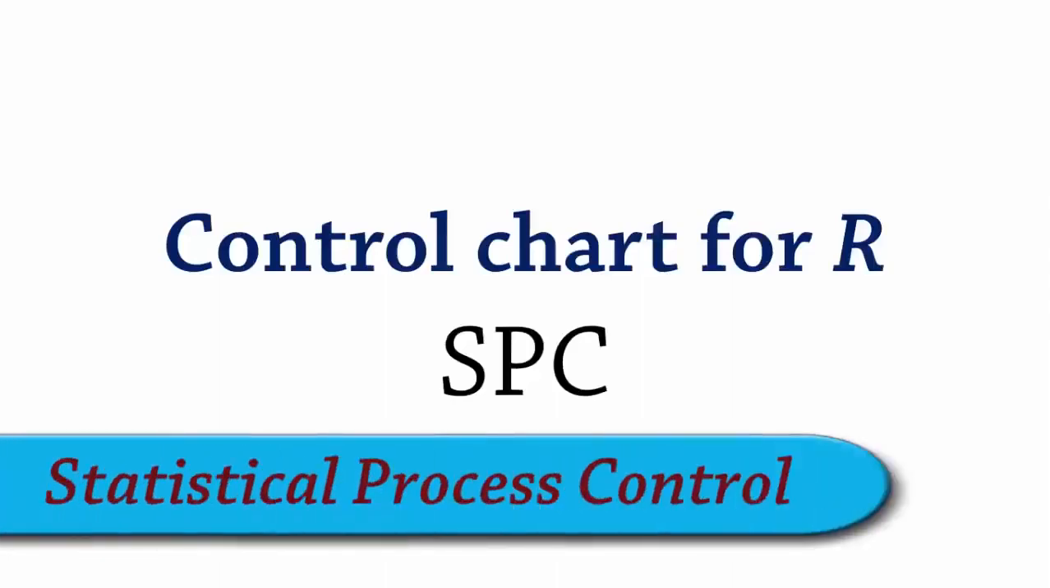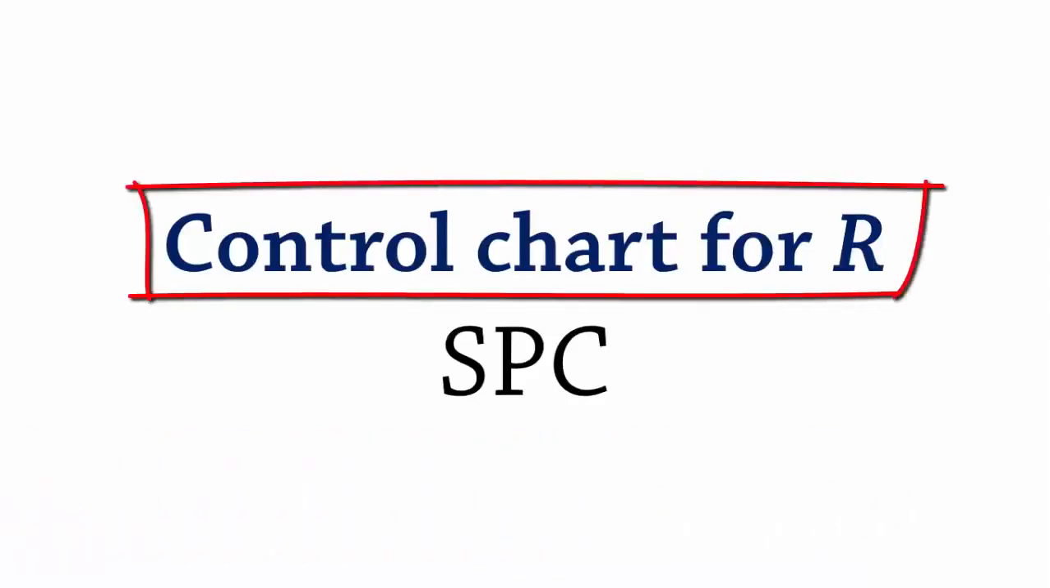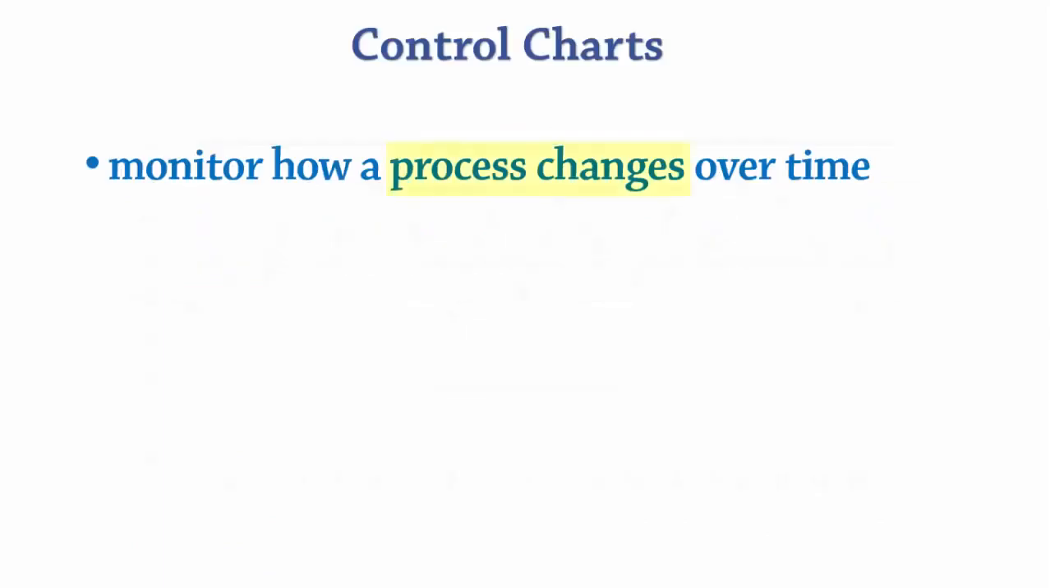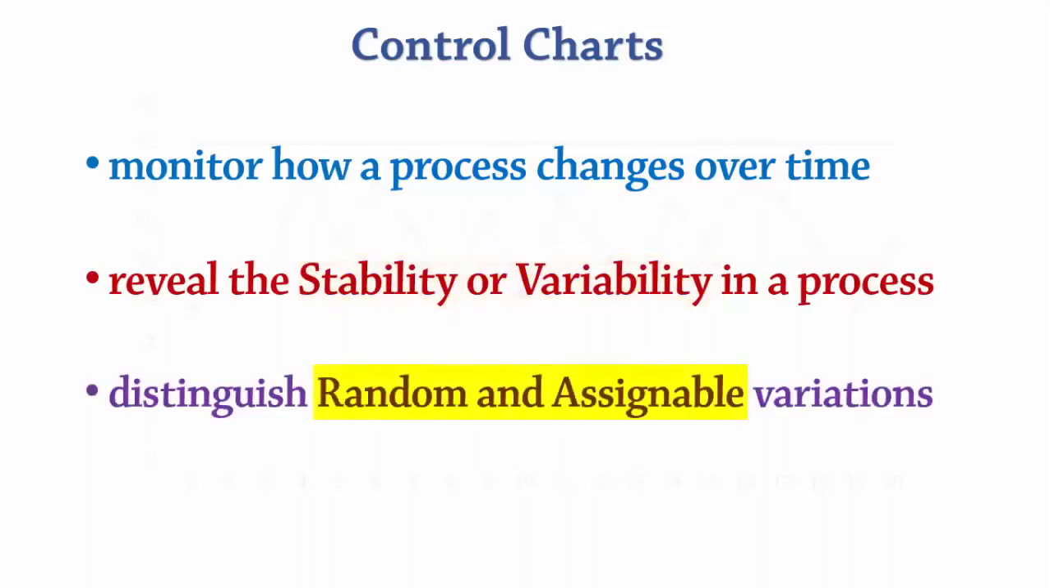In this video, we will be constructing a control chart for R, or an R chart, from raw data. Control charts are used to monitor how a process changes over time. They reveal the stability or variability in a process. They help us to distinguish between random and assignable variations.